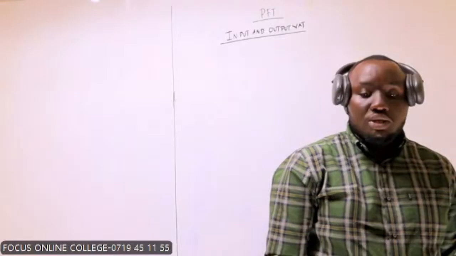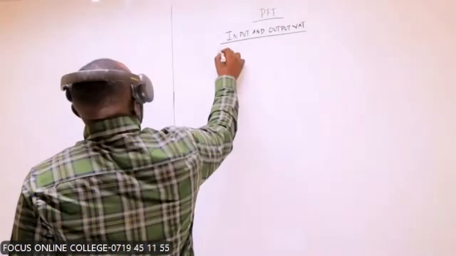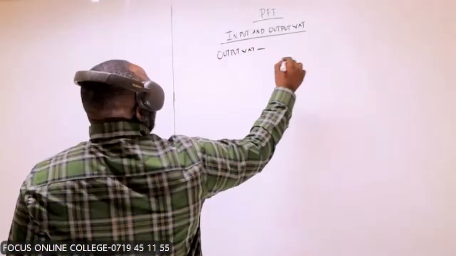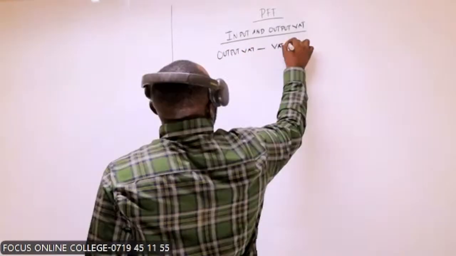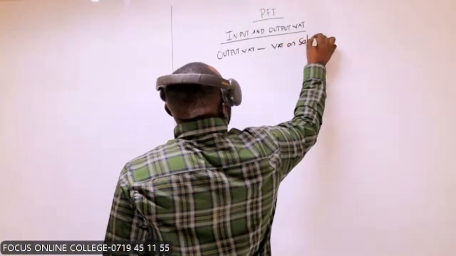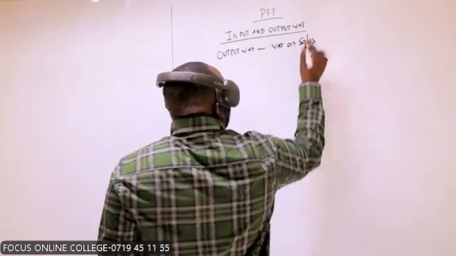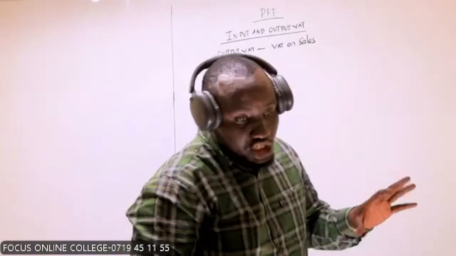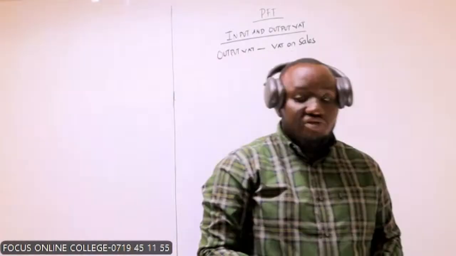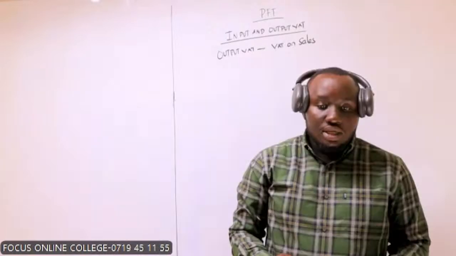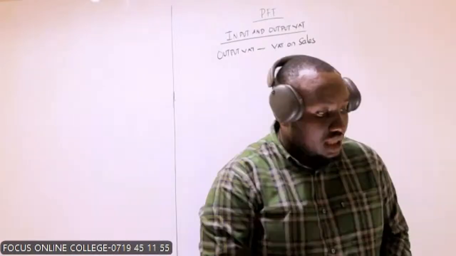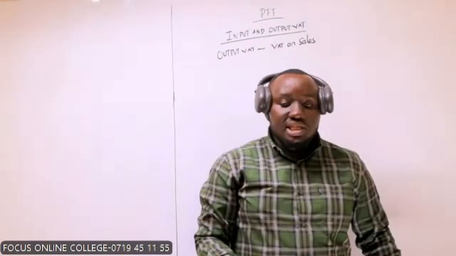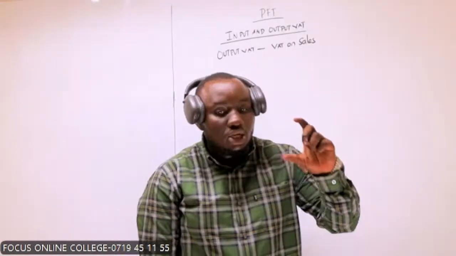So I start with the output VAT. Understand that this is VAT on sales. So whenever we talk about output VAT, this is basically VAT on sales. That is to say, it is the VAT a seller charges when he sells goods and services.